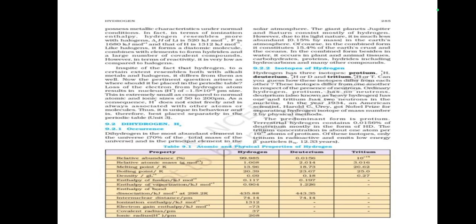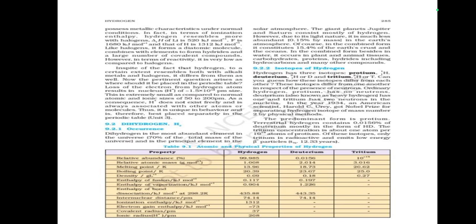Besides water, it occurs in plant and animal tissues, carbohydrates, proteins, hydroxides, and includes hydrocarbons and many other compounds. Isotopes of hydrogen. Hydrogen has three isotopes: protium 1H, deuterium 2H or D, and tritium 3H or T. Can you guess how these isotopes differ from each other?